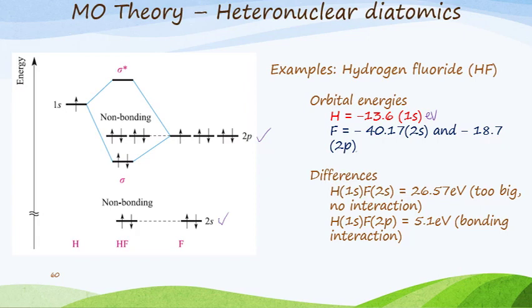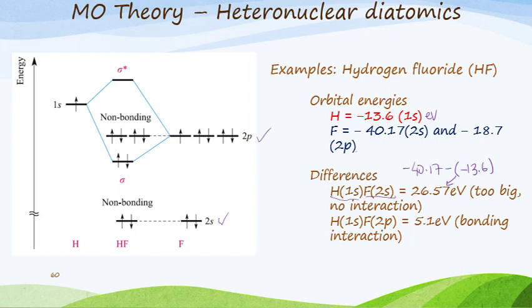All right, so the first thing we need to do is see whether we are going to get an interaction. So we must first take the linear combination of orbitals and ask, is the H1s going to interact with the F2s? Well, no. Look at the difference between the two orbitals. If we say minus 40.17 minus minus 13.6, we're going to get 26.57. That's too much of an energy gap. There's not going to be an interaction.